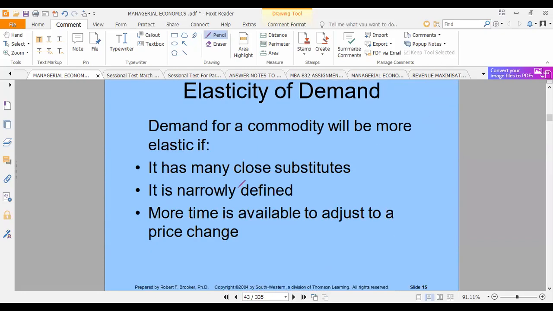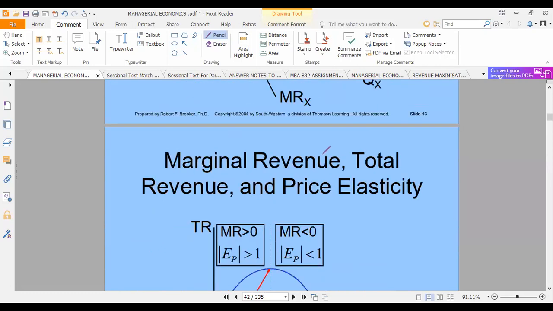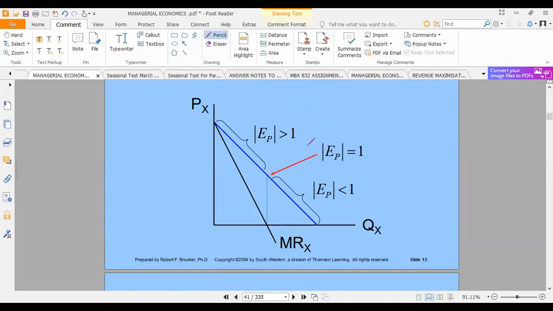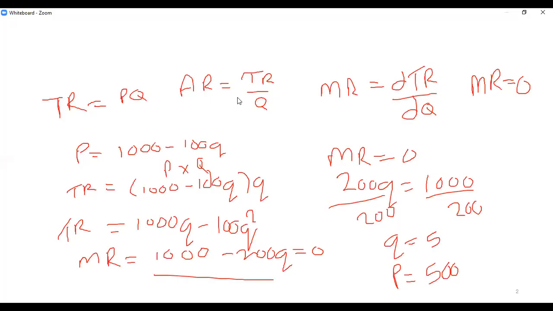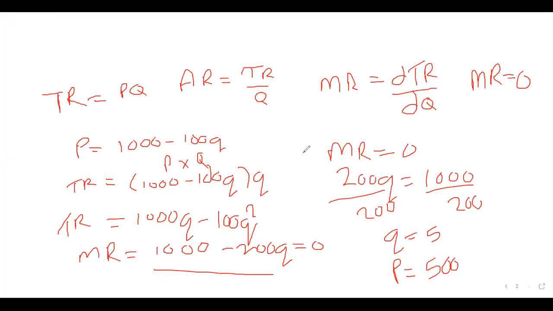So elasticity is, Collins, yes, please. Could I please take you back to the calculation when you maximized profit? Mm-hmm. Could you just show where you substituted 5? Here. Okay, that's what I wanted to see.